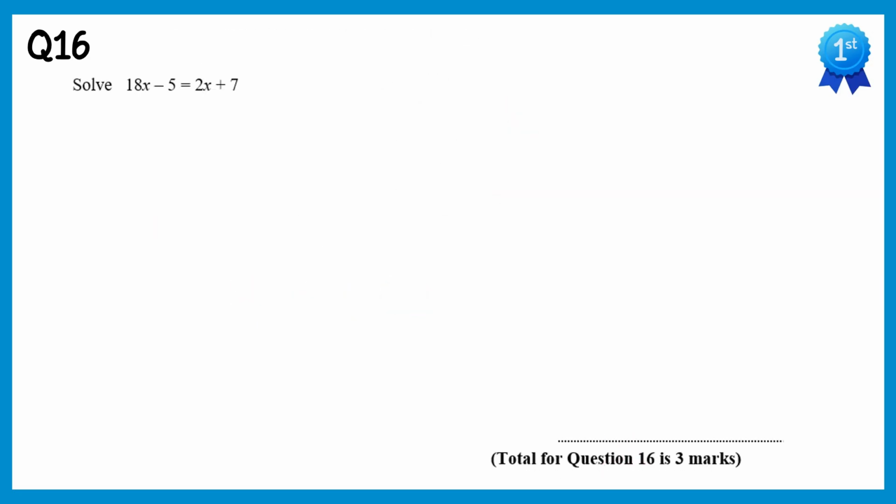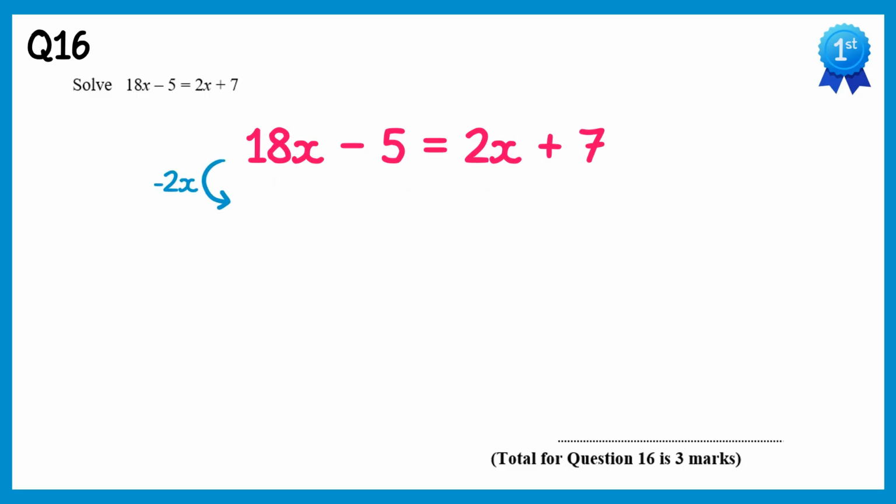In this question, we're going to solve this equation. We're going to start by taking away 2x from the left side and also 2x from the right side. If we take away 2x from the left-hand side, we've got 18x, take away 2x, 18 take away 2 is 16, so that's 16x, and then we've also just got this minus 5. And from the right-hand side, the 2x, take away 2x will give you 0, so there's just the 7 left.